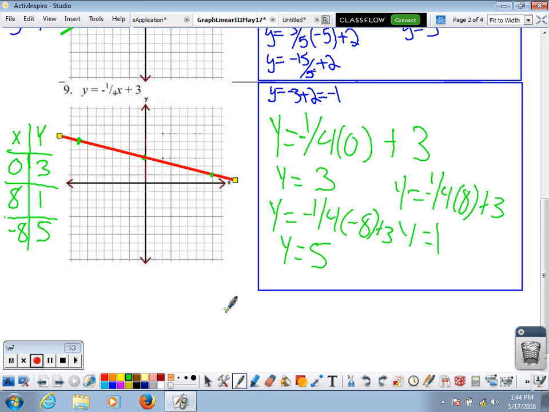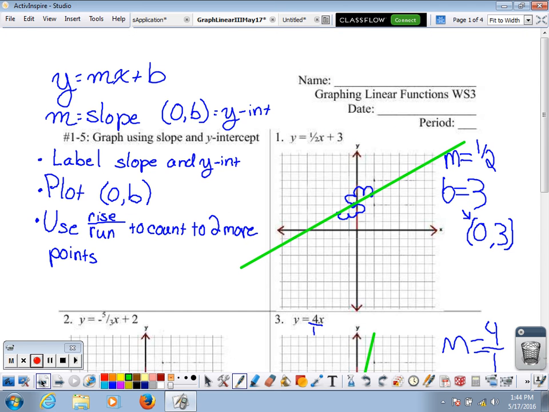Now, if you're graphing using an XY chart, you can pick whatever x values you want, any x's at all. Sub those x's into the function, get the matching y's, put the points on the graph. If you're going to graph using the slope and the y-intercept, you need to label what the slope and the y-intercept are. Then you can plot the y-intercept, the point (0, b), put it on the graph, and then use the slope to count the 2 more points from that y-intercept.